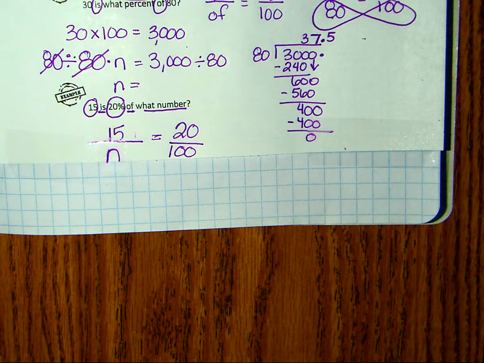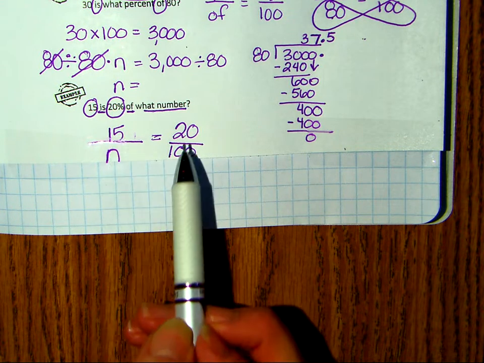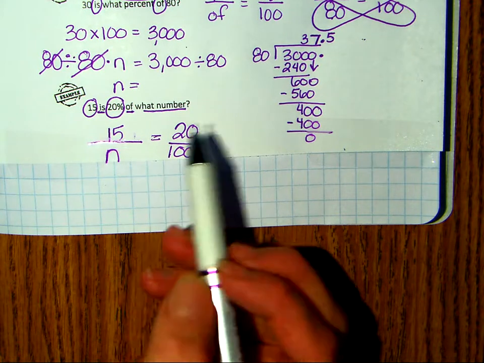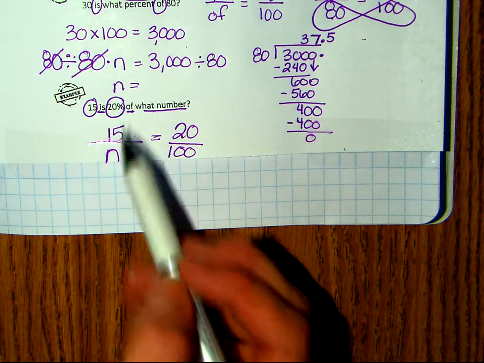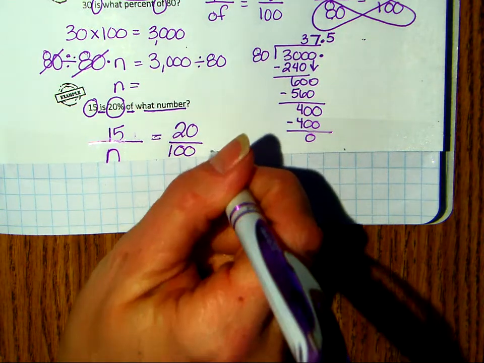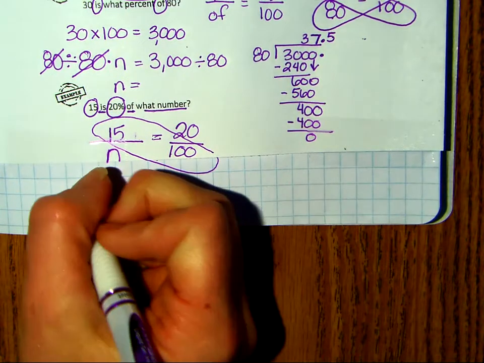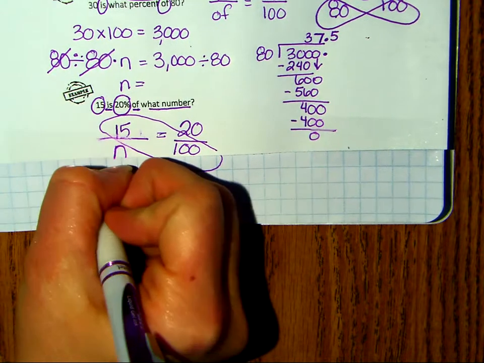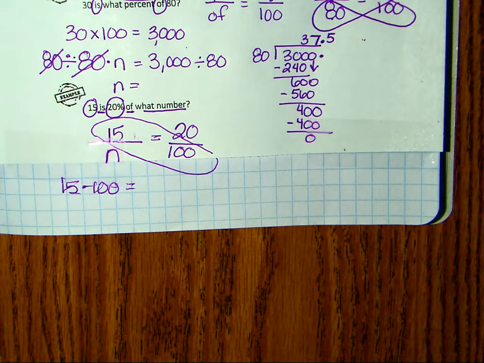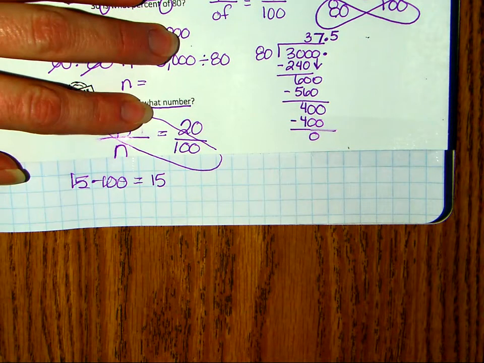All right. So we have 15, 20, and 100. We want to figure out what this whole is. We want to know 15 is 20% of what number? So we're going to set up cross product again. We're going to do 15 times 100. 15 times 100 is going to be 15 times 1, which is what? 15. How many zeros do I have?